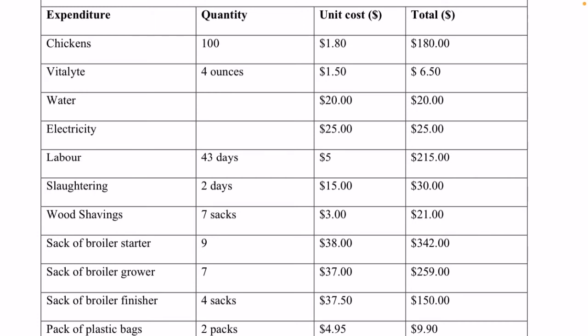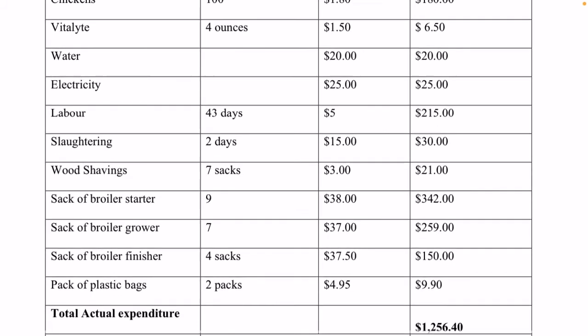And in a case where you have, let's say, the unit cost of 15 missing, you will see 2 days, nothing on the unit cost, and 30. All you need to do is to divide the total cost by 2, and you would know that 15 is the unit cost per day for slaughtering.